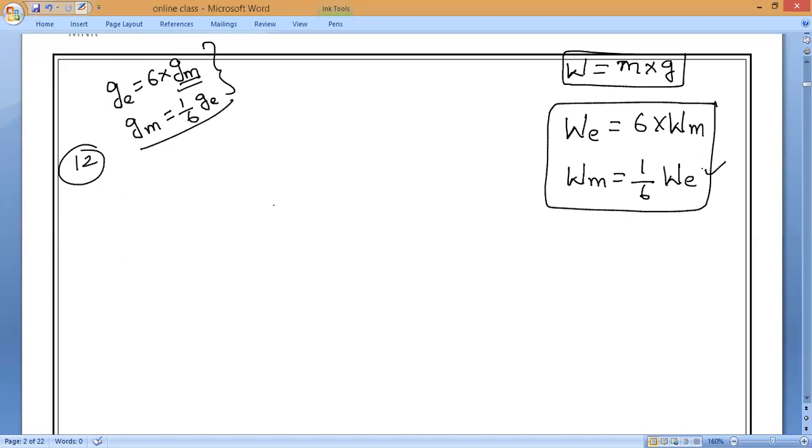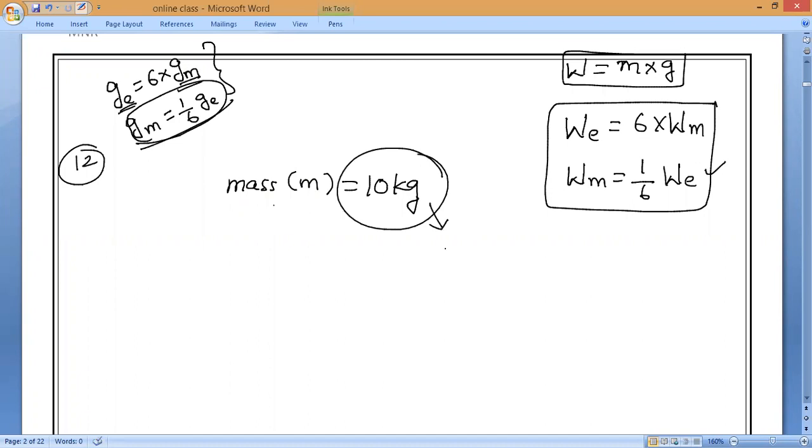Now the question: they have already given that the gravitational force, g, on the surface of the moon is only 1/6 as strong as the gravitational force of the earth. This is the statement they have given. Now they are asking the weight in newtons of a 10 kg body. What is the mass formula? They have given mass as 10 kg. As we know, mass always remains constant.